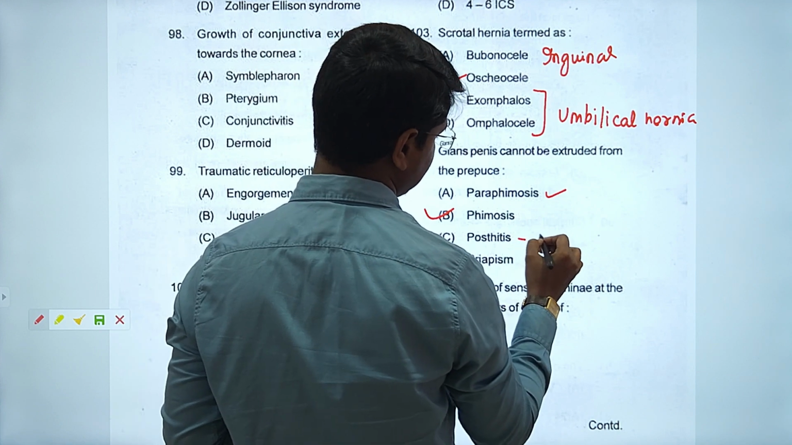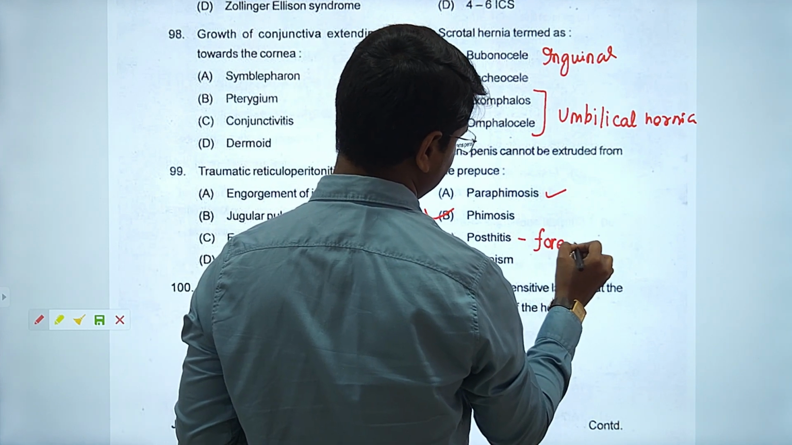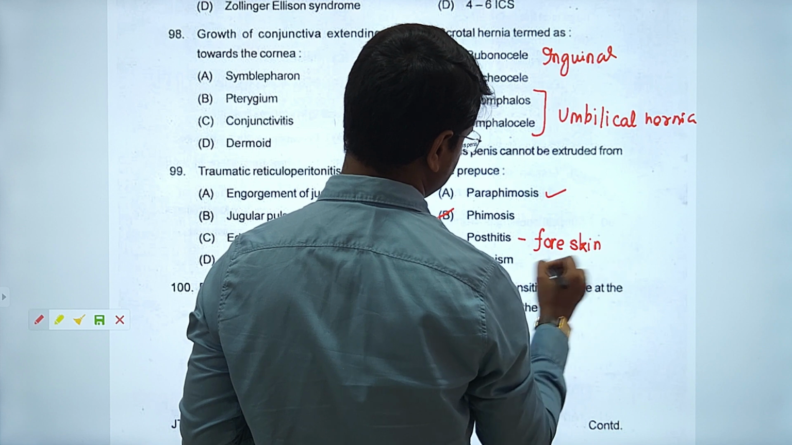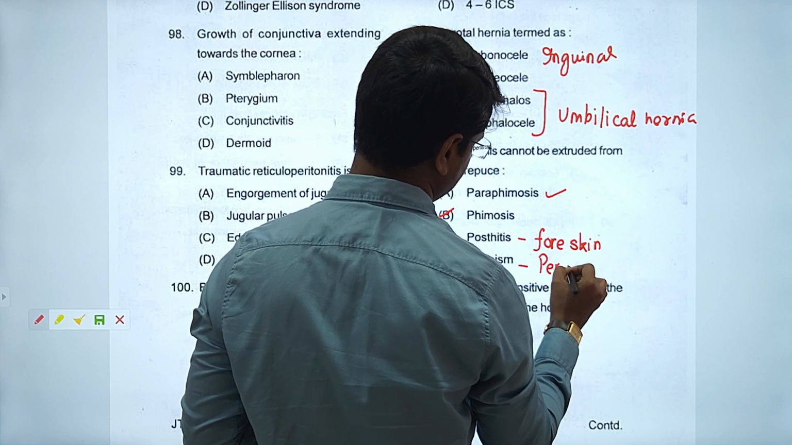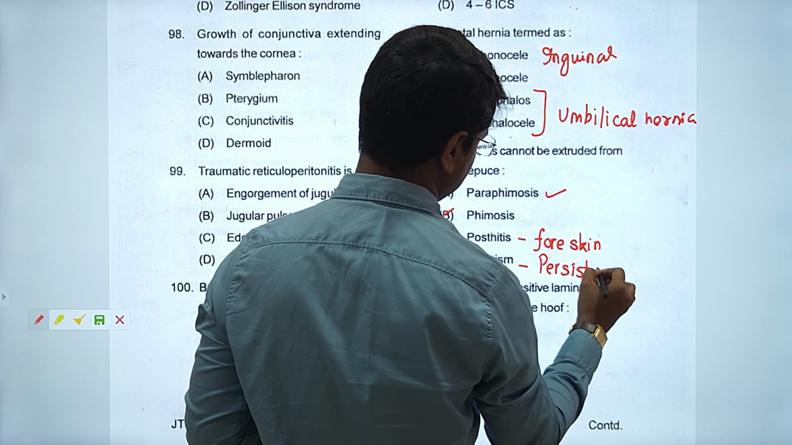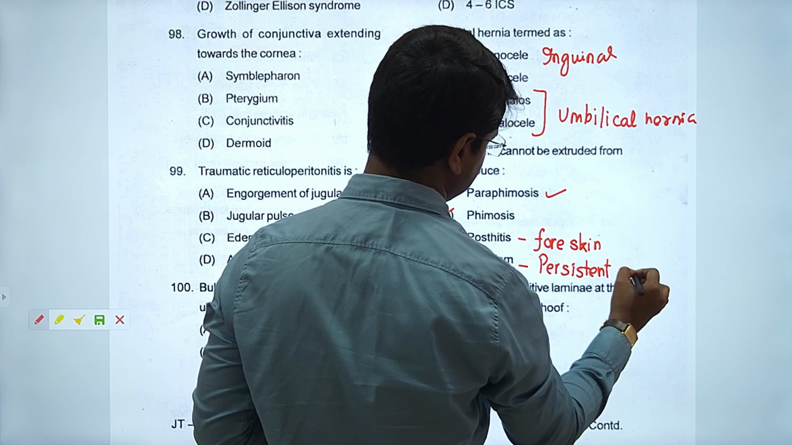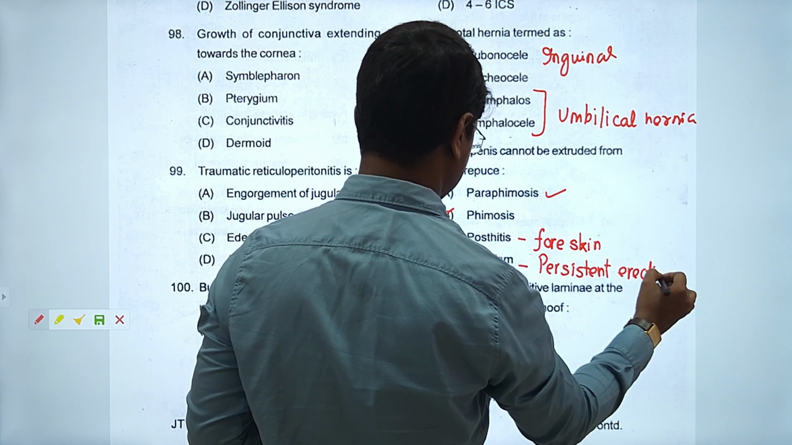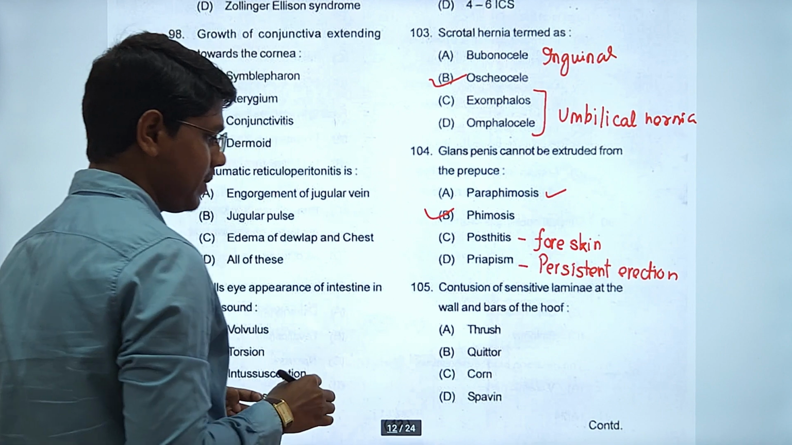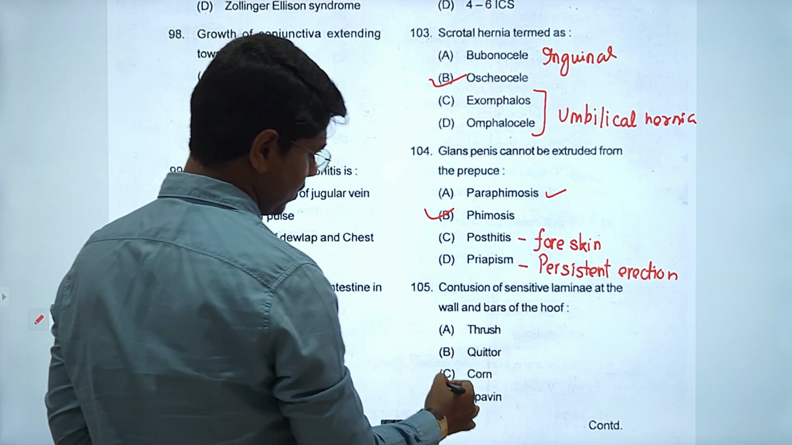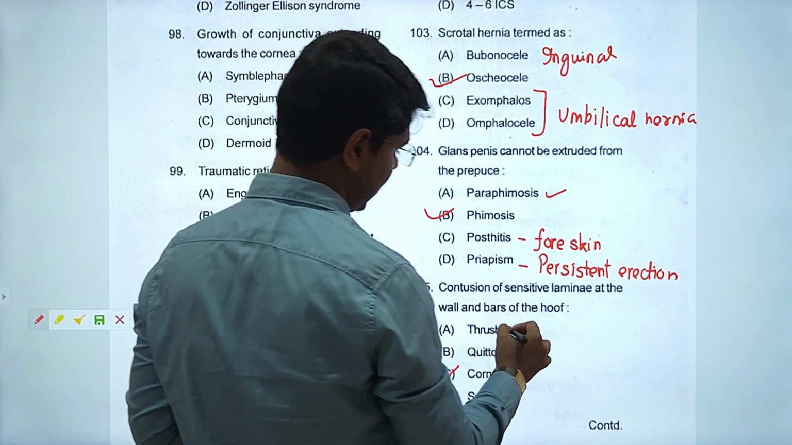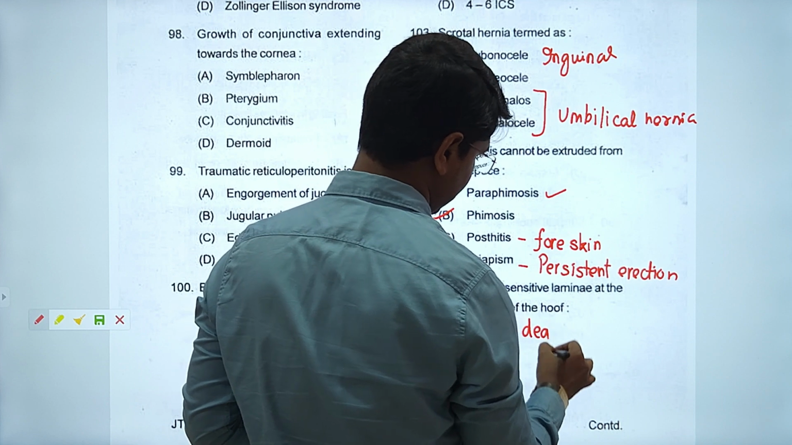Posthitis is basically inflammation of the foreskin of glans penis. Priapism known as the persistent erection. Persistent erection of penis. Contusion of sensitive laminae at the wall and bars, it is known as corn. Thrush is basically degeneration of frog.